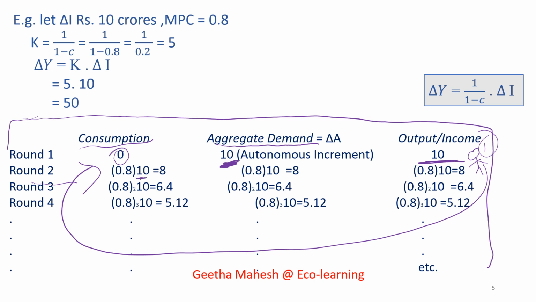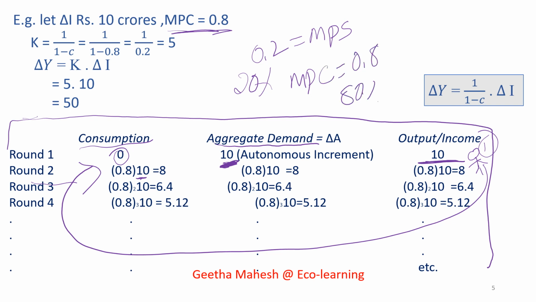He will not spend the entire 10 crores. He will think, let me use 80% of my increased income for consumption and the remaining 20% as savings. So he is going to save 20%, that is 0.2. So MPS is equal to 0.2 and MPC is equal to 0.8. That means 80% he is going to consume. What is 80% of 10? 8. So he is going to consume 8 crores.